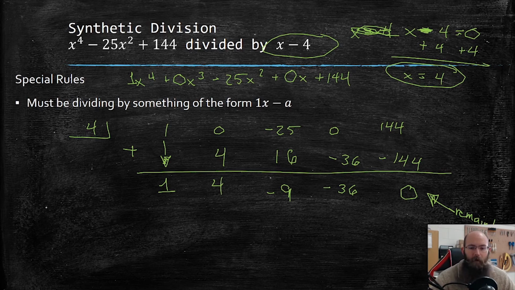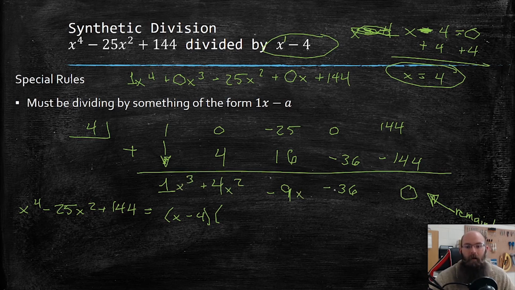Let's write all this out. So I had originally x to the 4th minus 25x squared plus 144. So that's going to equal the thing I divided by, x minus 4, and the thing I resulted in. Remember I always told you that if I'm dividing by a degree 1, the result is going to be 1 degree less. So now this should be a degree 3. So I get x cubed plus 4x squared minus 9x minus 36, and then my remainder is the last term. That's always how it shakes out, especially with synthetic division, because I have to divide by a linear function. So this is x cubed plus 4x squared minus 9x minus 36, 0 remainder.